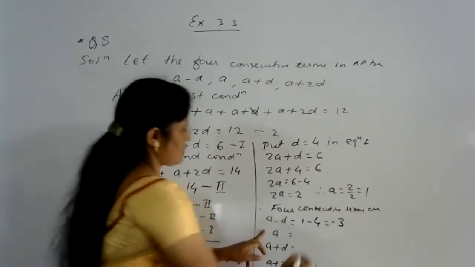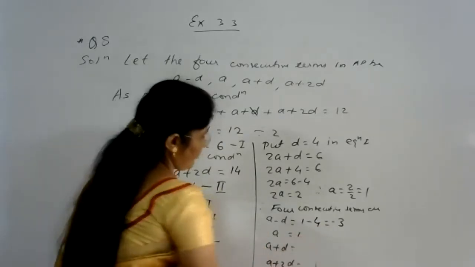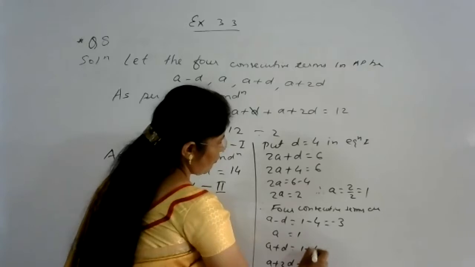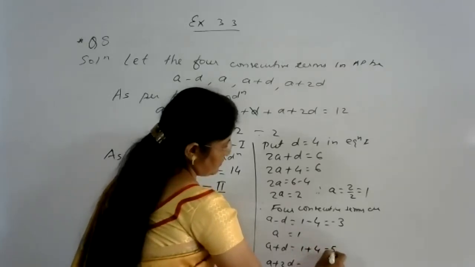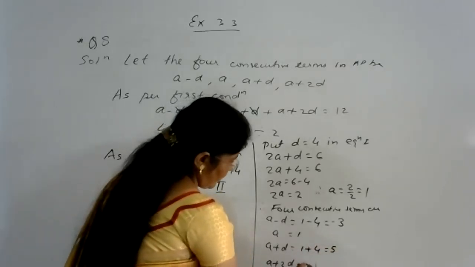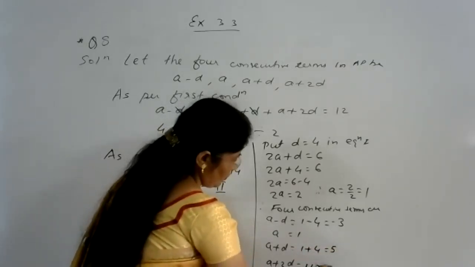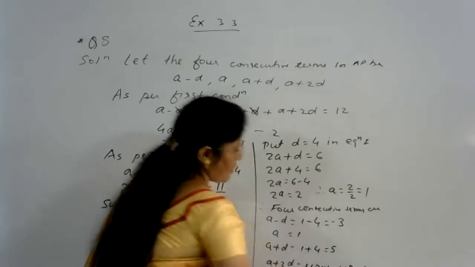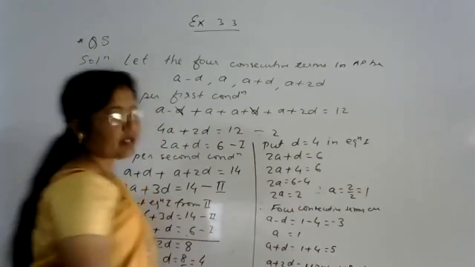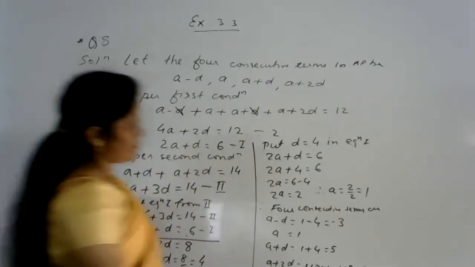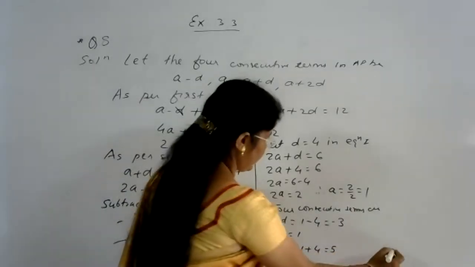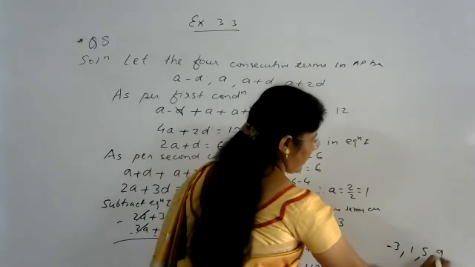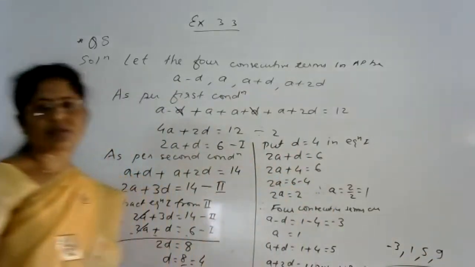A is 1 only. A plus D, so 1 plus 4. Then 1 plus 2 into 4, which is 1 plus 8, that is 9. So therefore, the required 4 consecutive terms, at last you have to write again, are minus 3, 1, 5, 9. These are the required 4 consecutive terms.